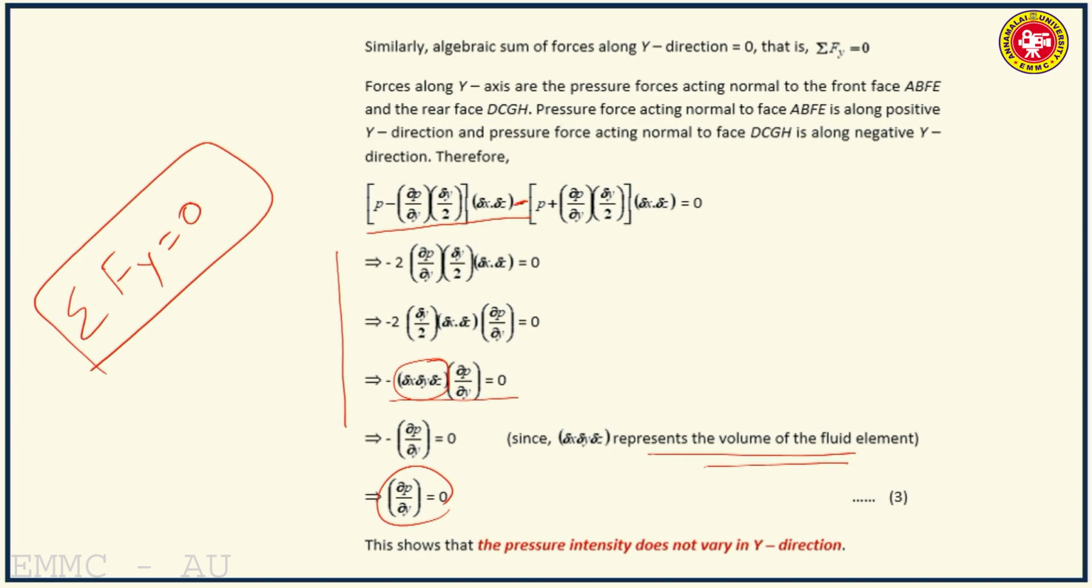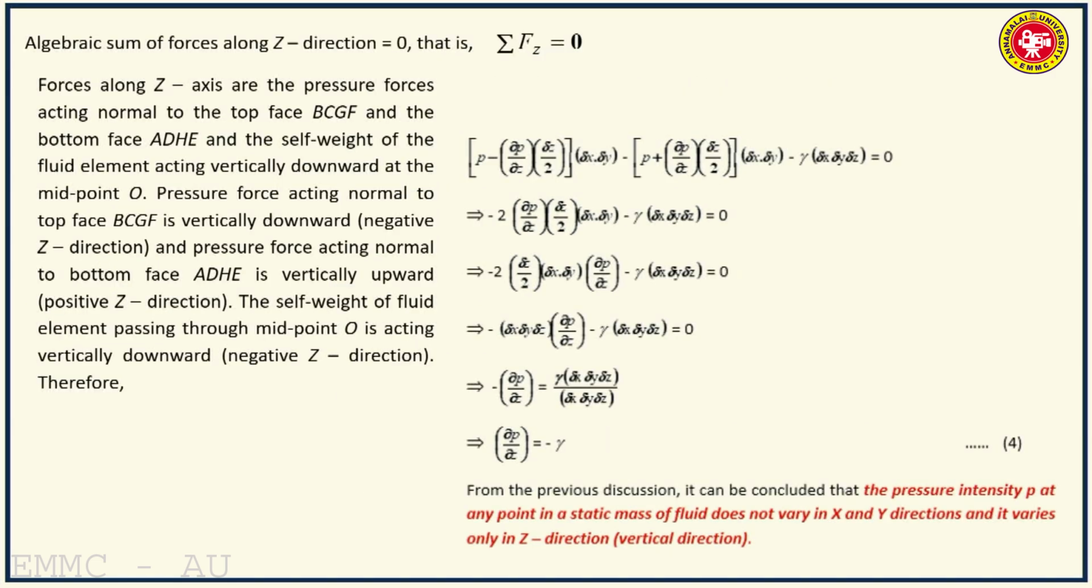This means the pressure intensity does not vary in y direction. So pressure intensity does not vary in y direction too. It is not varying in x direction, it is not varying in y direction. So it must vary in z direction, is it not?